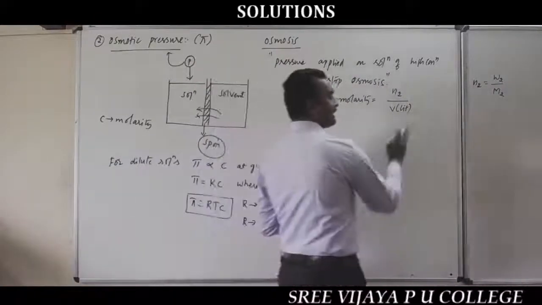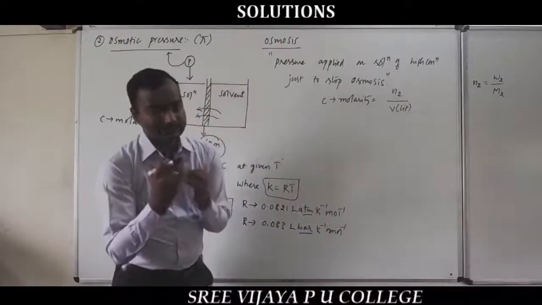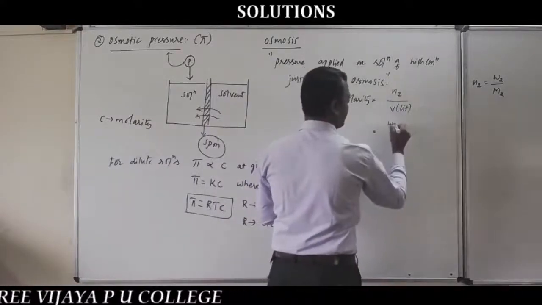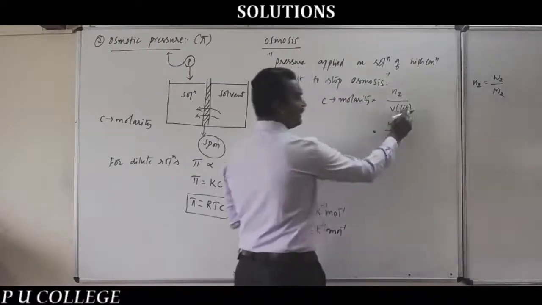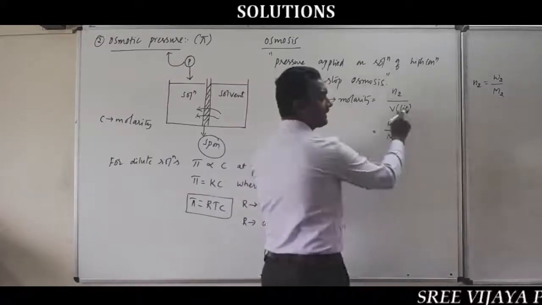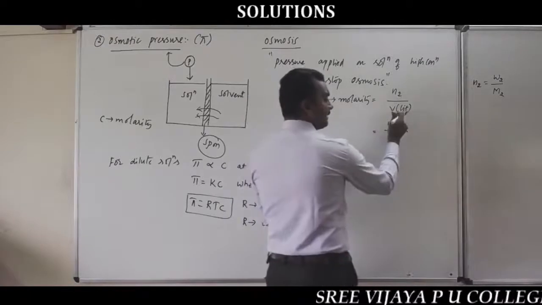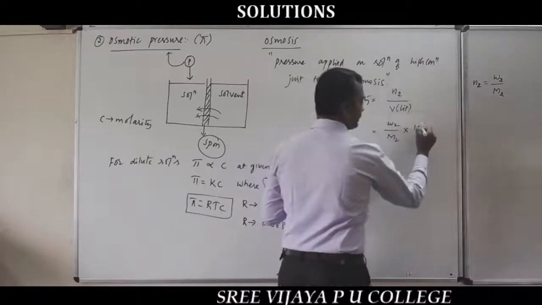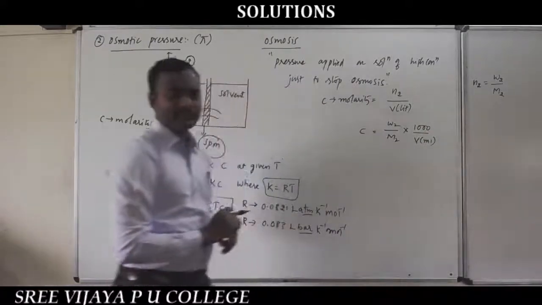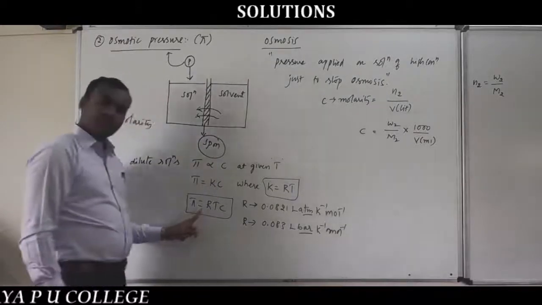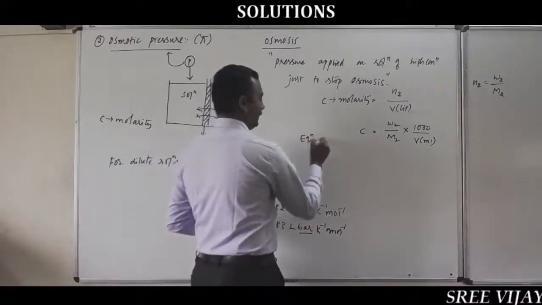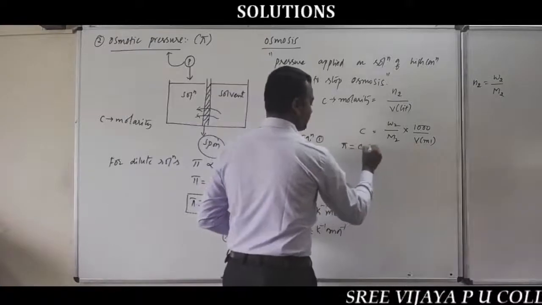Again, volume is in liters. When we convert from ml, we divide by 1000, since 1 liter is equal to 1000 ml. So finally, the number of moles of solute is W2 divided by M2 into volume in liters. Dividing by 1000 puts 1000 in the numerator, so that is 1000 divided by volume in ml. That is the concentration, that is molarity. Now substitute the value of this concentration in this equation. Call it equation number 1. So equation 1 becomes: pi is equal to CRT.